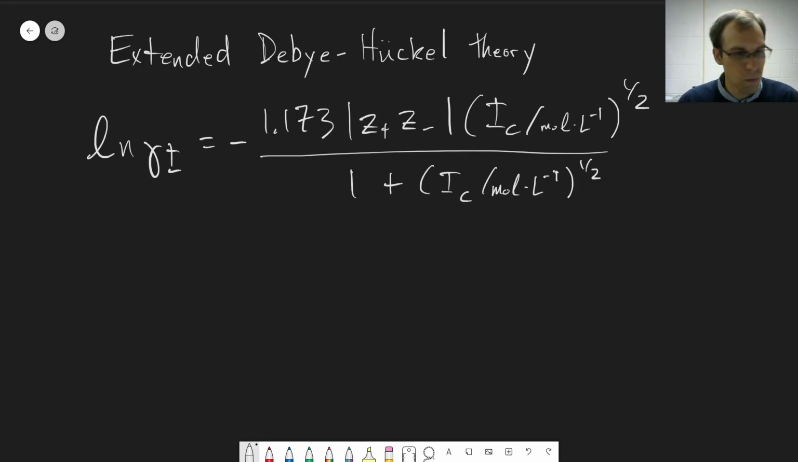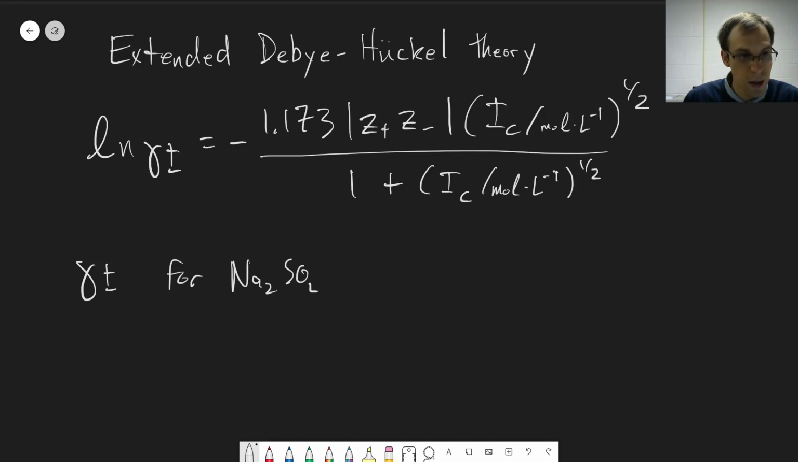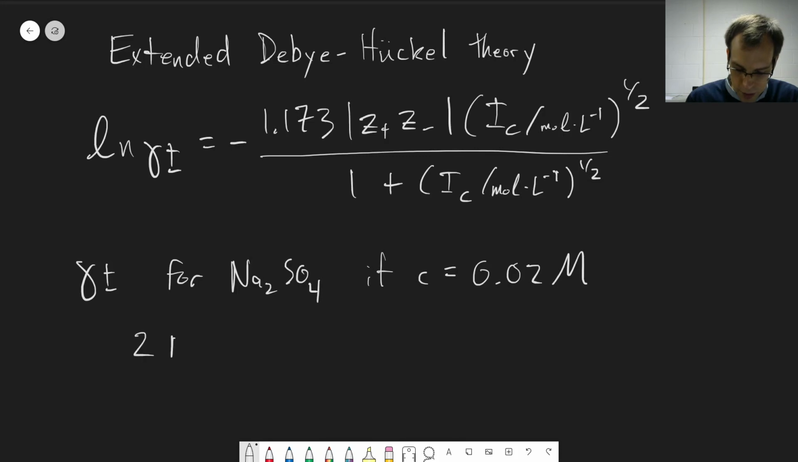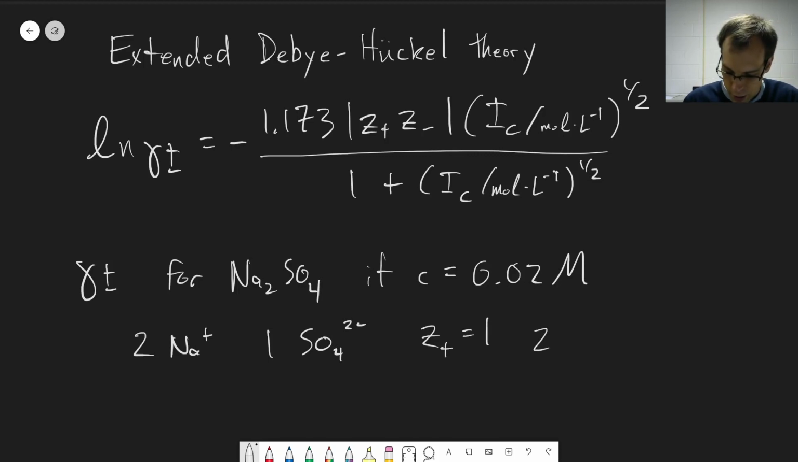So how do we use this? How would we find a value? Let's say we want to find gamma plus minus for sodium sulfate if it has a concentration of 0.02 molar. We know that we have 2 sodium ions and 1 sulfate ion for every formula unit, and we know that the charge Z plus is 1 and Z minus is -2.